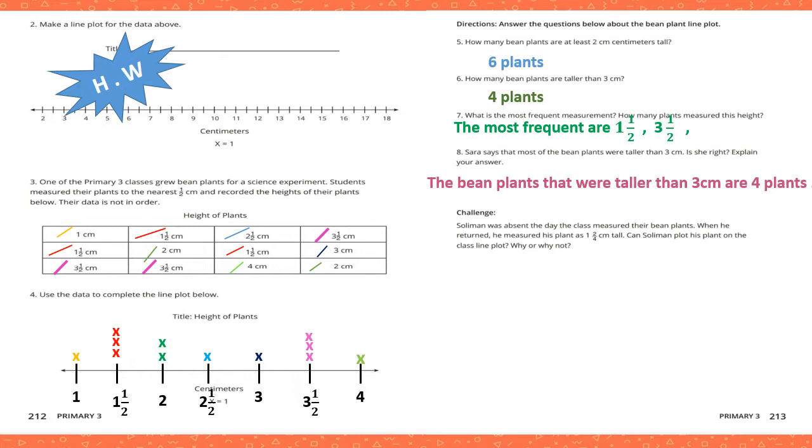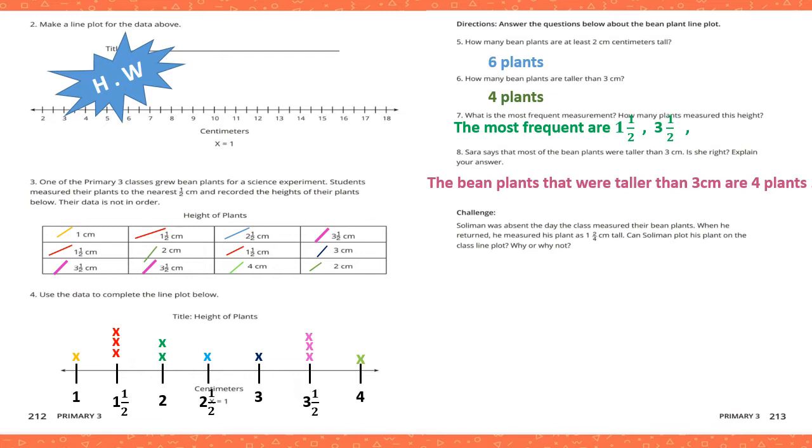Challenge. Sulaiman was absent the day the class measured their pea plants. When he returned back, he measured his plant as 1 2/4 centimeters tall. Can Sulaiman plot his plant on the class line plot? Why or why not? Yes.